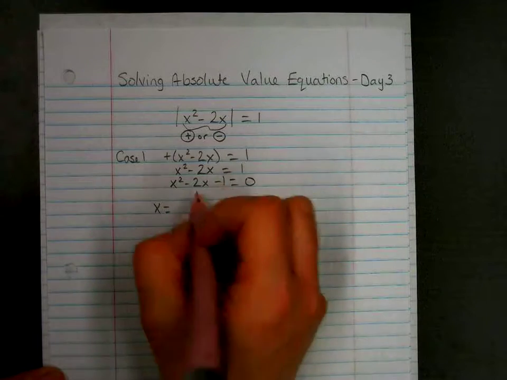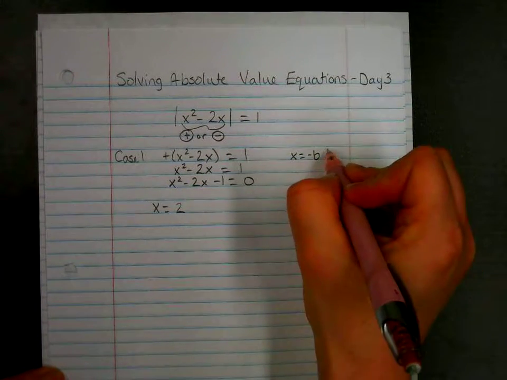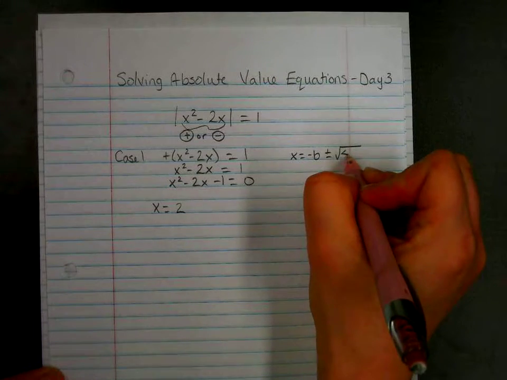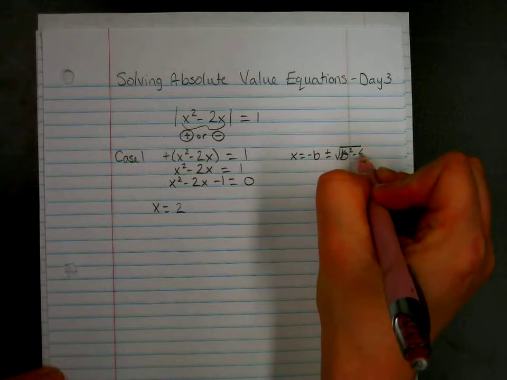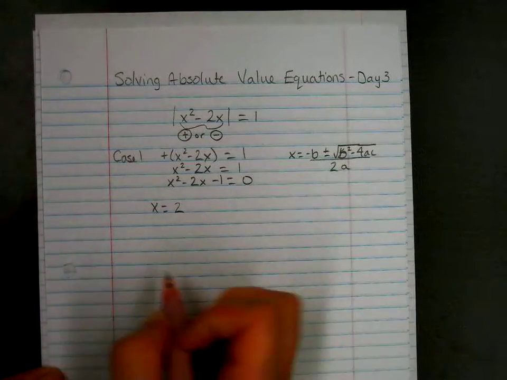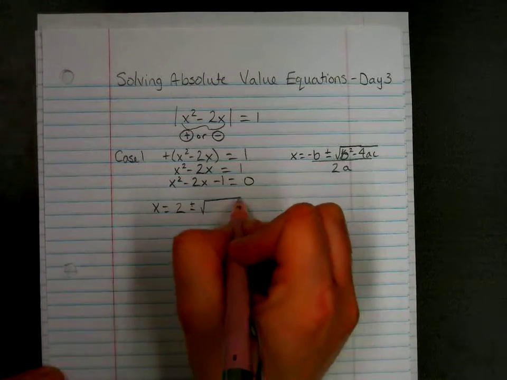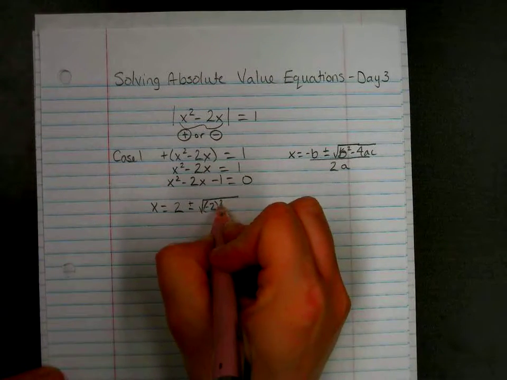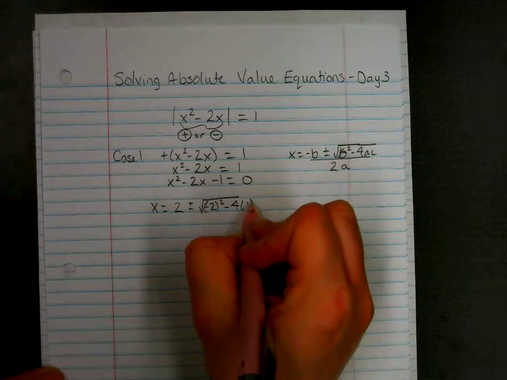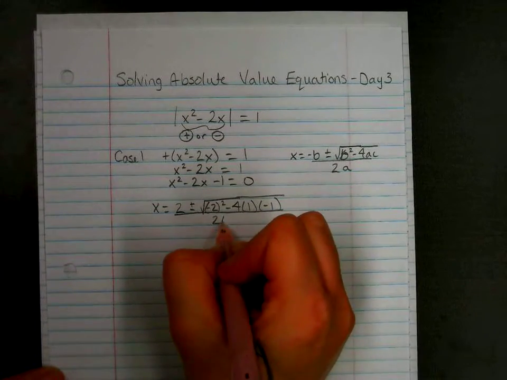So x equals positive b. Just write out the quadratic formula here, just for reference. b squared minus 4ac, all divided by 2a. So a negative b becomes a positive 2, plus or minus the square root of -2 squared minus 4 times 1 times a -1, all divided by 2 times 1.